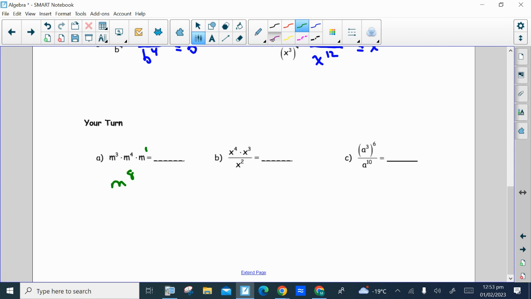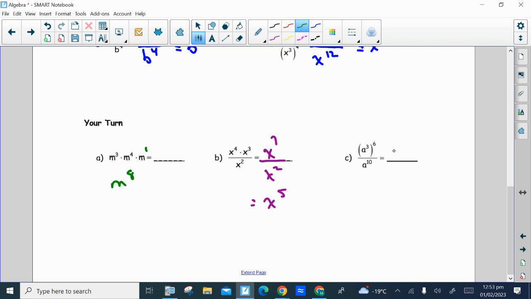Question B, I'd probably do that in 2 steps. Simplify the top first by adding the exponents. 4 plus 3 is 7 over x squared, and now we will subtract the exponents because we're dividing powers with the same base. 7 take away 2 is 5. Base stays the same.